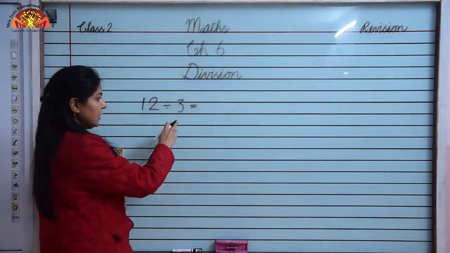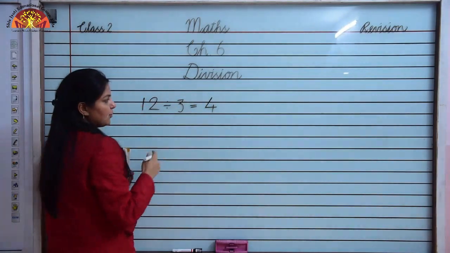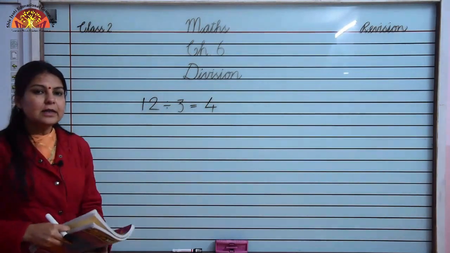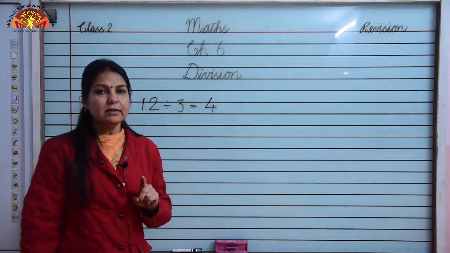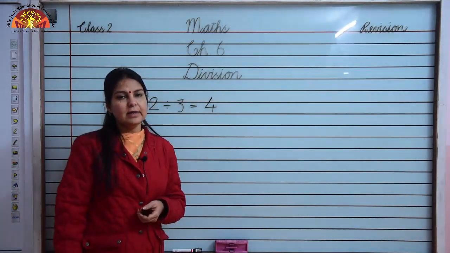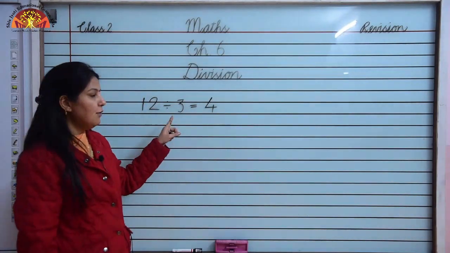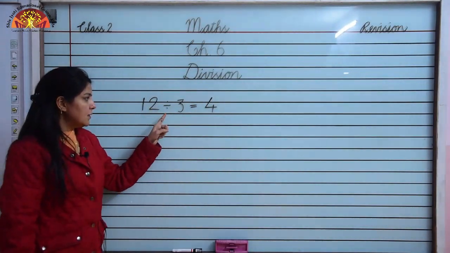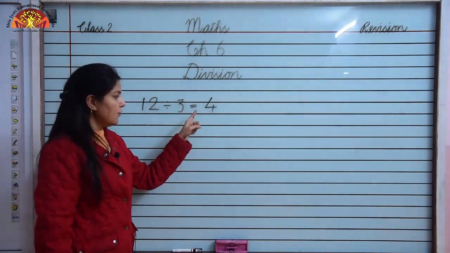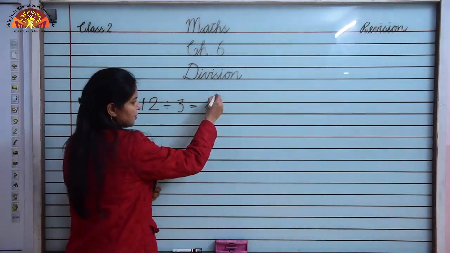Okay. So 3 fours are 12. So what will come here? 4. So how will we read it? 3 ones are 3, 3 twos are 6, 3 threes are 9 and 3 fours are 12. It will come 4 times in the table of 3. Now how will we read it? 12 divided by 3 is equal to 4. Okay. This 4 is called the quotient.